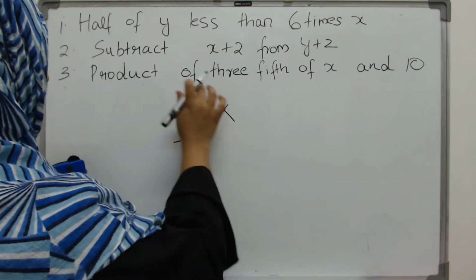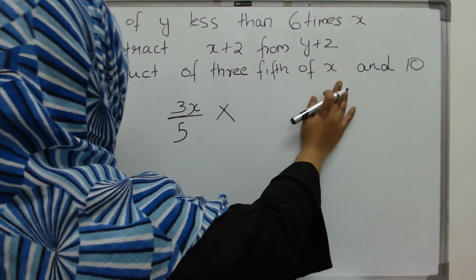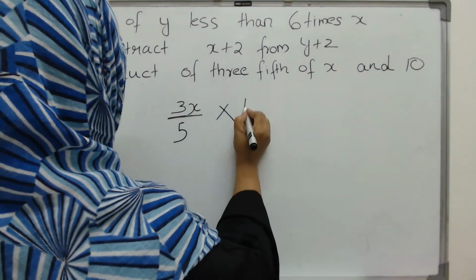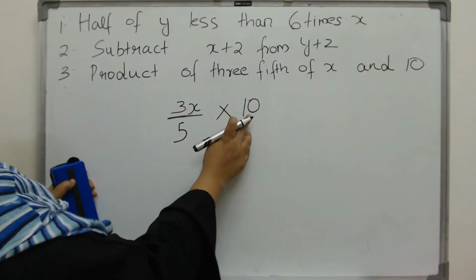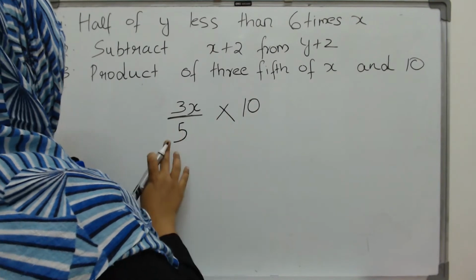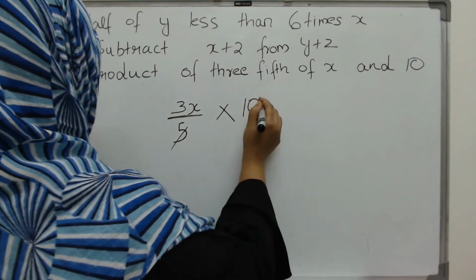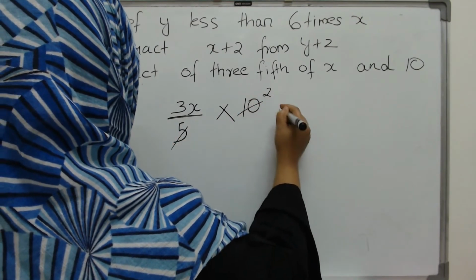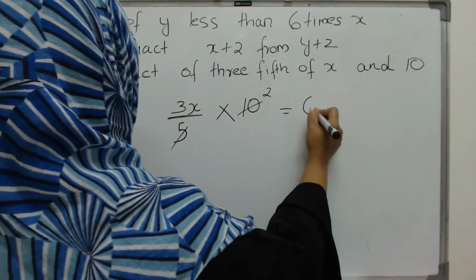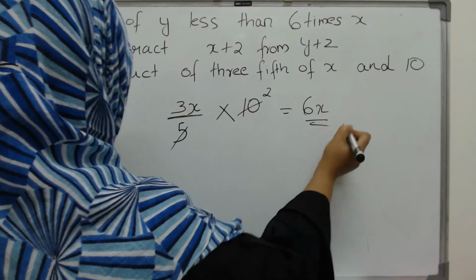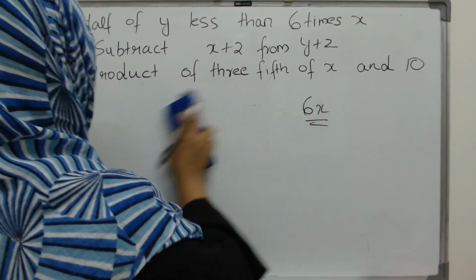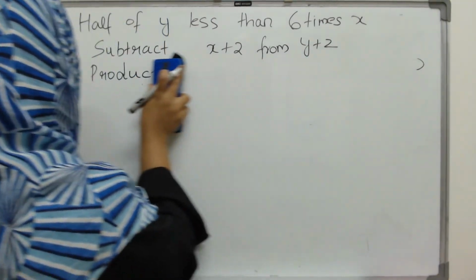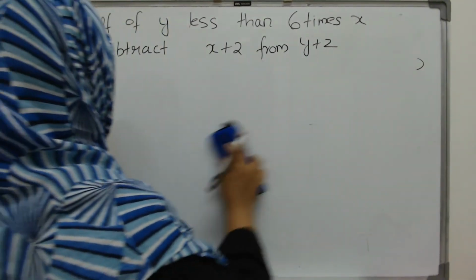The product of 3/5 of x and 10. What is this? You have a 10 in the numerator, you have a 5 in the denominator. You can cut this and this would be 2, and multiply these two, it would be 6x. This is your answer. Now on to the second question.